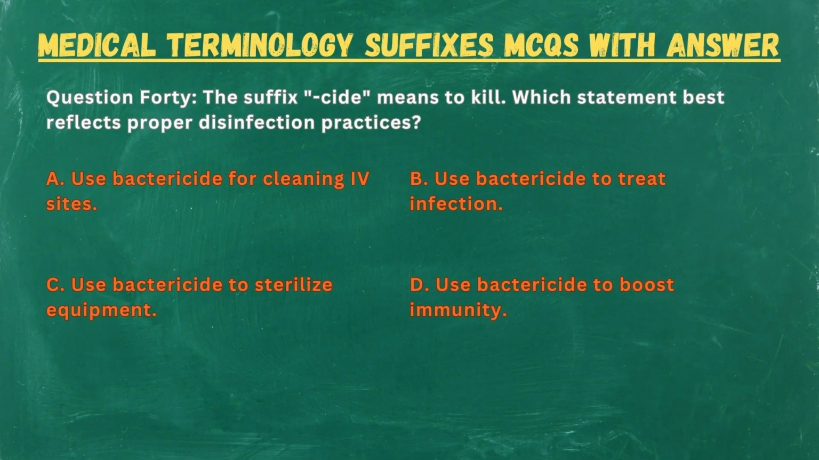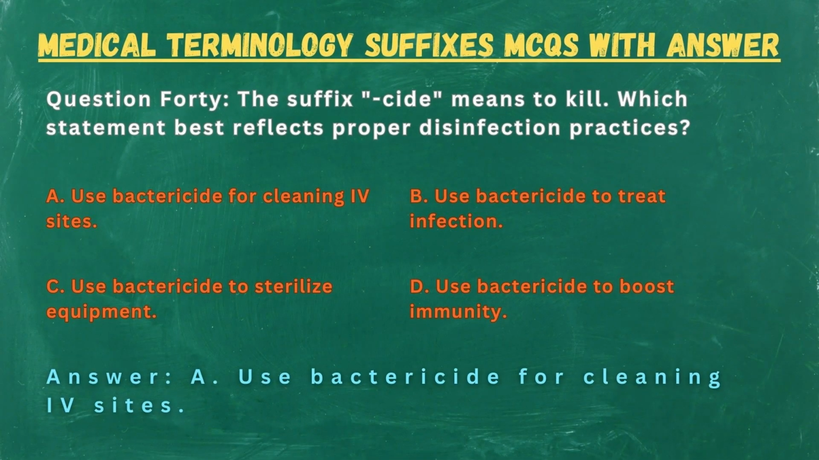Question 40. The suffix cide means to kill. Which statement best reflects proper disinfection practices? A. Use bactericide for cleaning IV sites. B. Use bactericide to treat infection. C. Use bactericide to sterilize equipment. D. Use bactericide to boost immunity. Answer A. Use bactericide for cleaning IV sites.